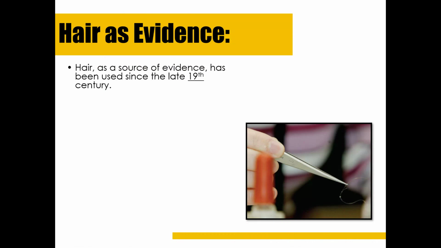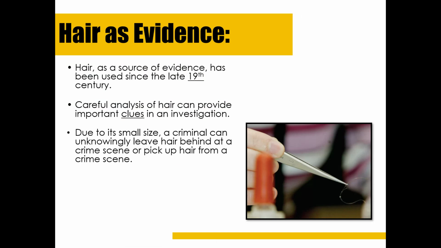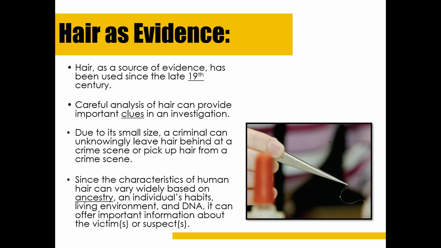All right, now hair is not new to being used as evidence in forensic investigations or criminalistics. It has been around for quite a while. So since the late 19th century, hair's been a source of evidence in criminal investigation. Careful analysis of hair can provide important clues in an investigation. Due to its small size, a criminal could unknowingly leave hair behind at a crime scene or even pick up hair from a crime scene.